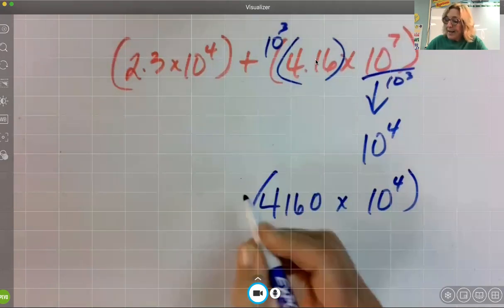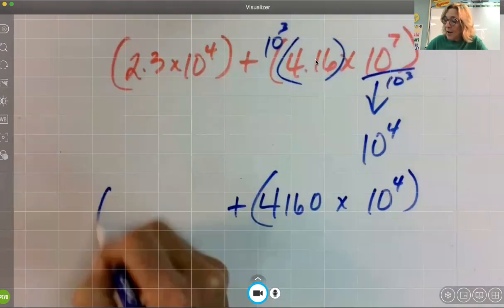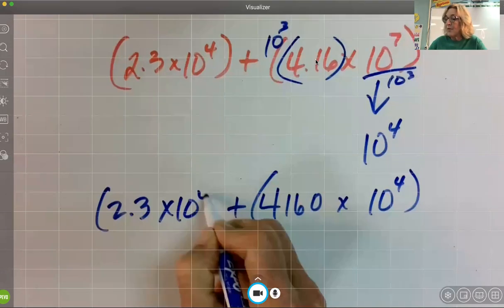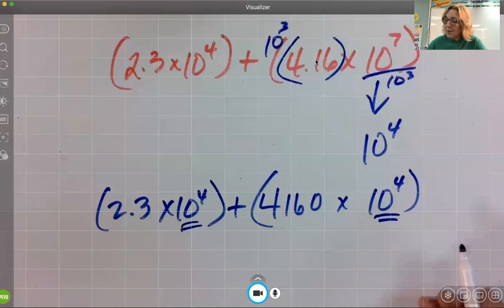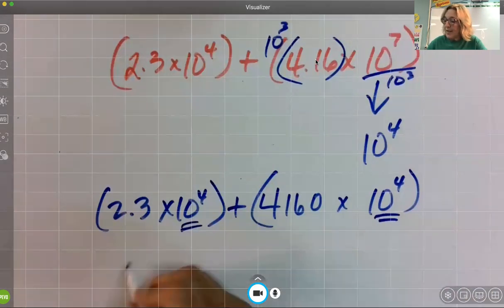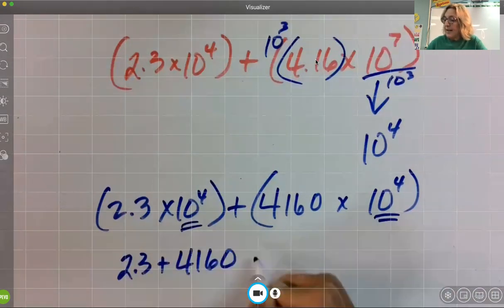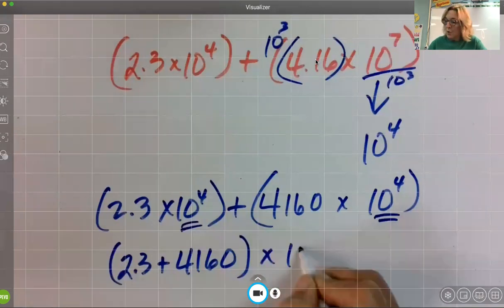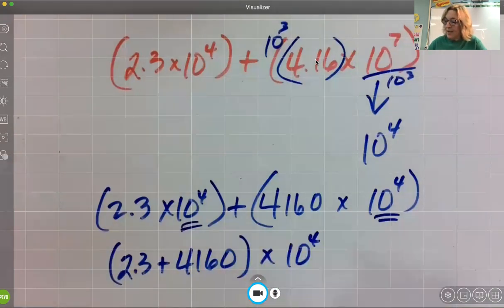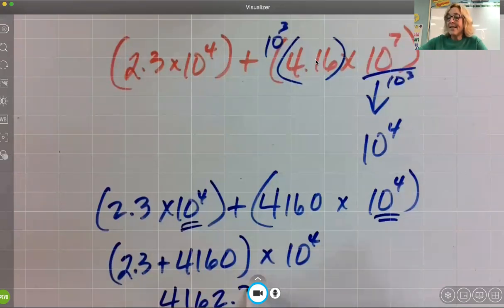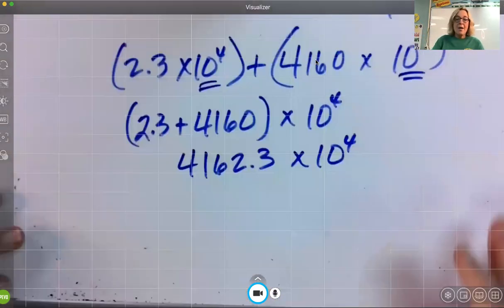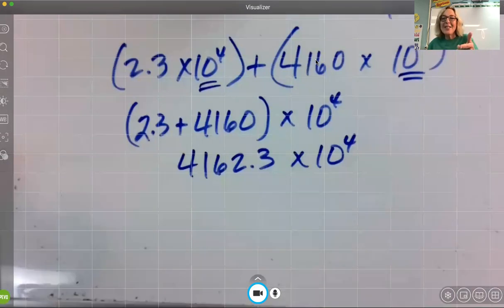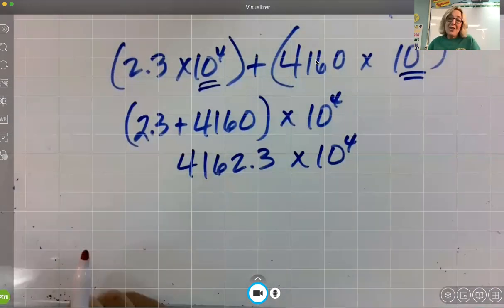And now we can add 2 3/10 times 10 to the fourth power. We have the same power of 10, so we can just add the coefficients. So 2 3/10 plus 4,160 times that common 10 to the fourth power, which would be 4,162 3/10 times 10 to the fourth power. Now, in this case, we are not in scientific notation yet. So we got to scientific notation quicker doing it the first way, but now I want to show you how to do it this way.